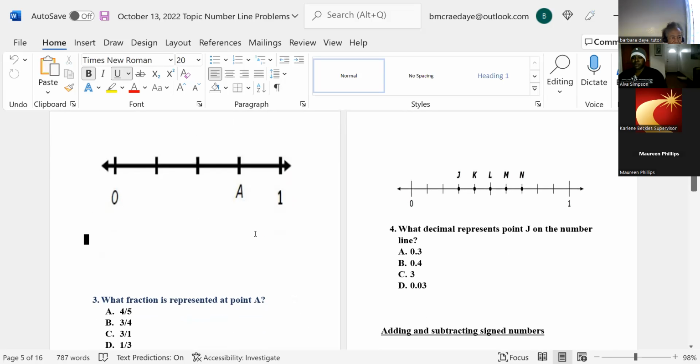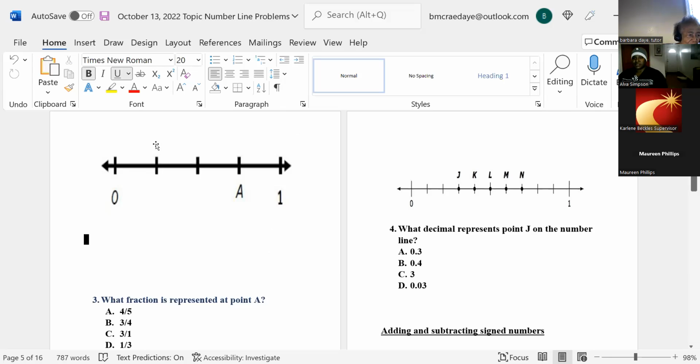It would be C. No, C is bigger than 1. Remember, if it's between 0 and 1, it has to be a fraction less than 1. So the answer is F? No. It's D. You said everyone but the one. It's B. That's right, Maureen, it's B.